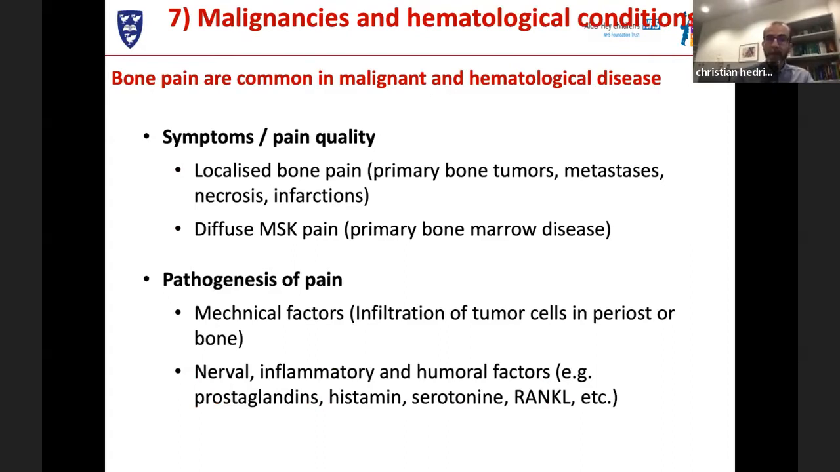Bone pain is actually quite common in malignant and hematological disease. Symptoms and pain quality can vary quite a bit, so we may see localized bone pain in primary bone tumors, metastases, necrosis, and bone infarctions, and more diffuse musculoskeletal or bone pain in primary bone marrow disease. The pathogenesis of pain is not completely clear.